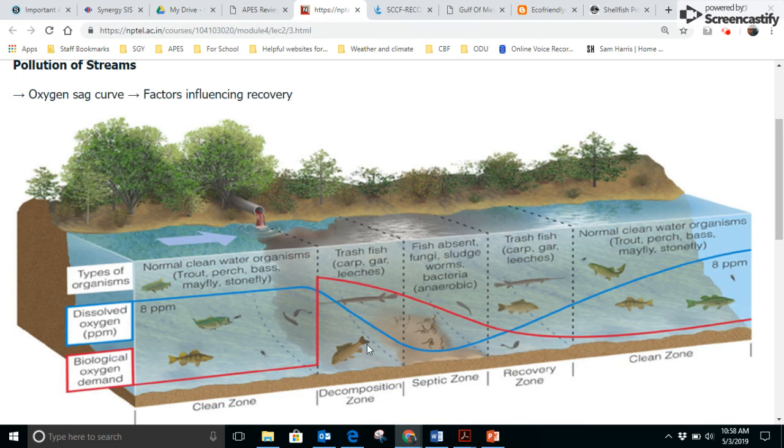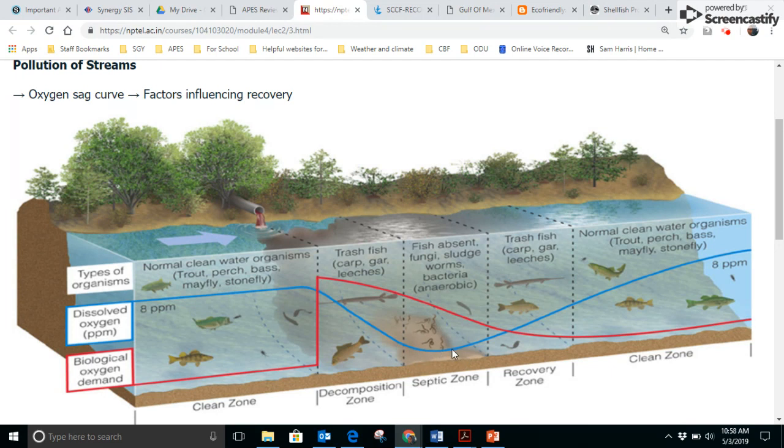So we have a lot of aerobic bacteria that are eating up and helping with decomposition, but they're using up all this oxygen. And then we have no fish really in this septic zone, not many fish at all. You might have some worms.